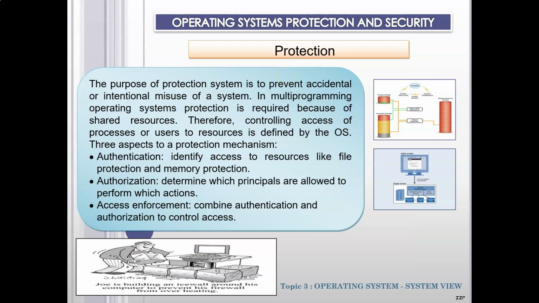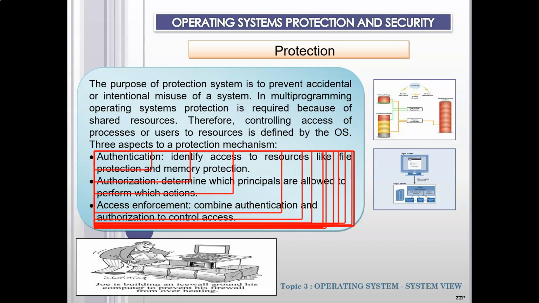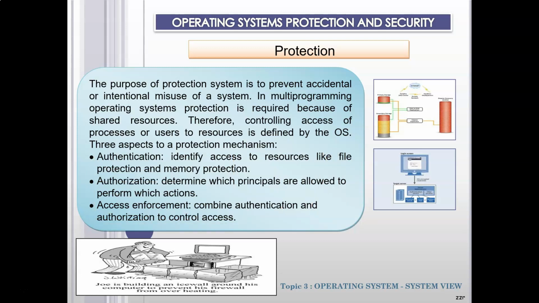Protection. The purpose of a protection system is to prevent accidental or intentional misuse of a system. In a multi-programming OS, protection is required because of shared resources. Therefore, controlling access authorization will determine which principals are allowed to perform which actions. The third one is access enforcement, which combines authentication and authorization to control access to the operating system.